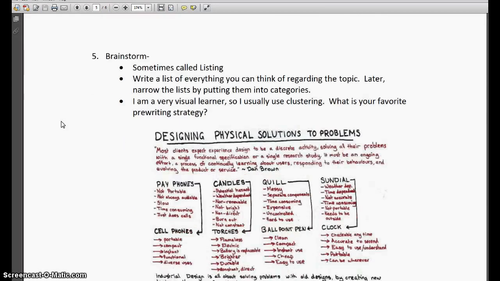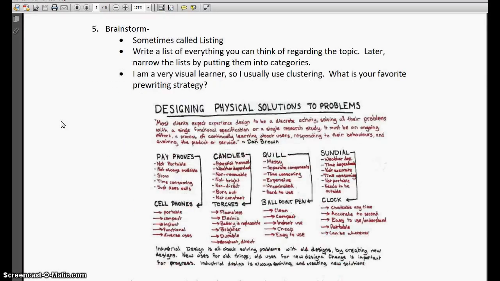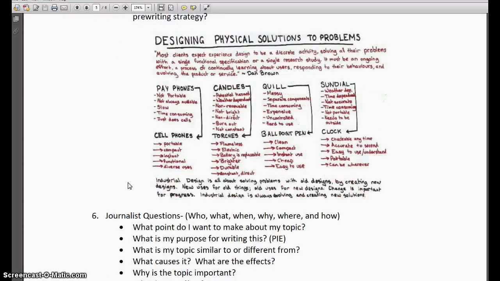Number 5 is brainstorm. Here's an example of a brainstorm. Brainstorm is also called list or listing. It's where you list all of your ideas into groups. It might not start off as groups. You may just start listing things on a piece of paper, and then after you look at it you realize, oh, I'm starting to see a pattern. I'm starting to see how these things fit into categories.